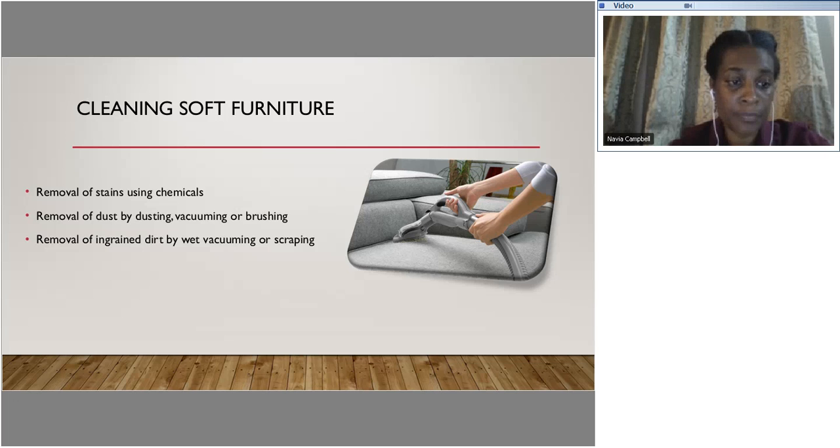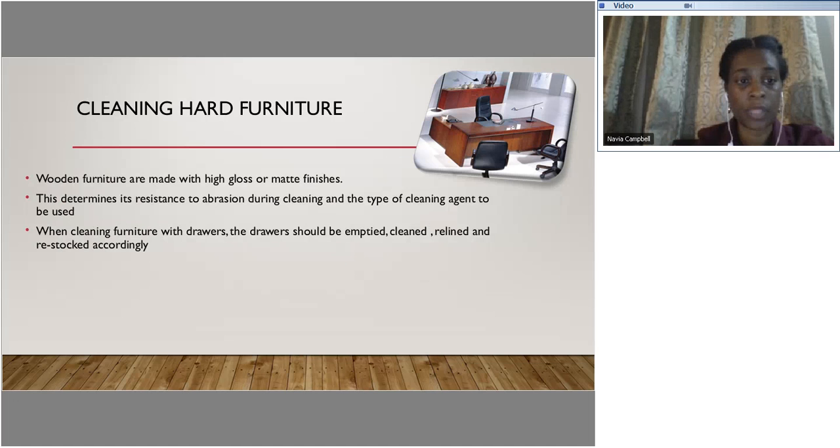In addition to that, dust is removed from upholstered furniture or soft furniture. This is done by dusting, vacuuming, or brushing with a soft brush. Removal of ingrained dirt by wet vacuum or scraping is also done.